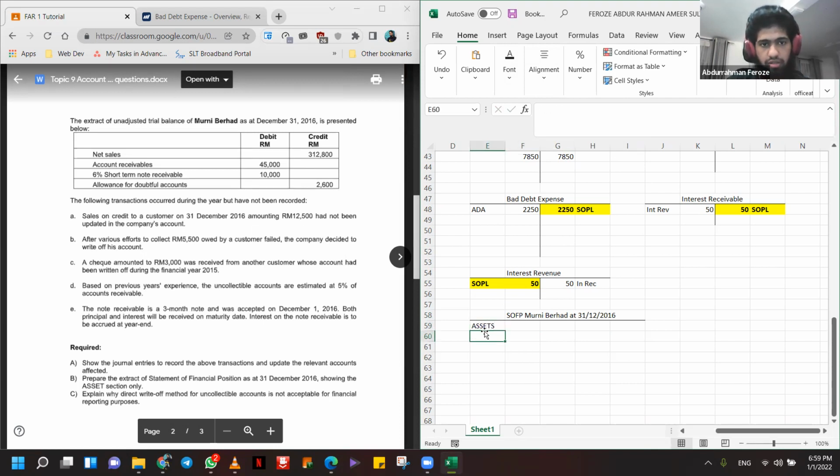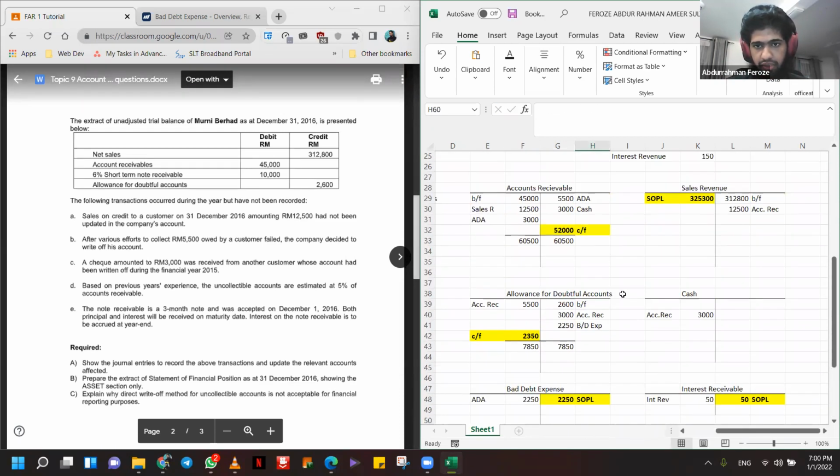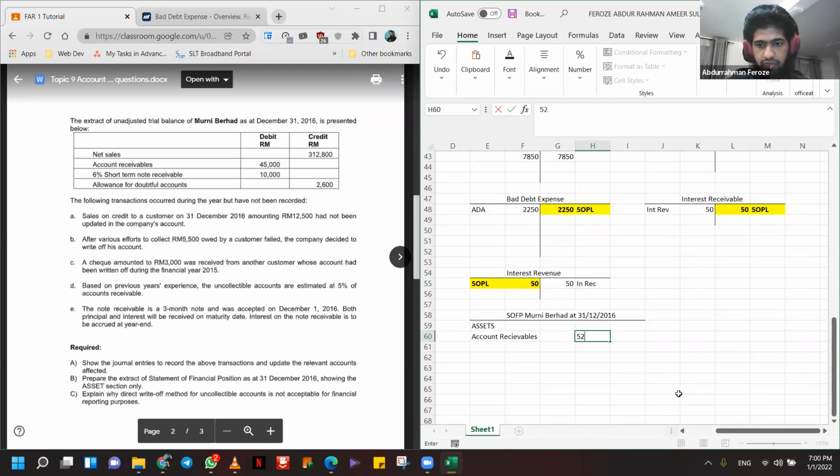So now the assets that we can show are... net sales is not an asset, right? So we have to show the assets section only. We have the accounts receivable, which is how much is the accounts receivable now? It's 52,000.